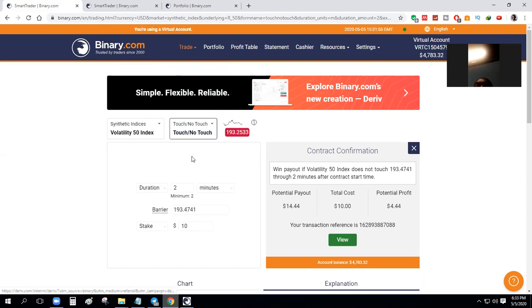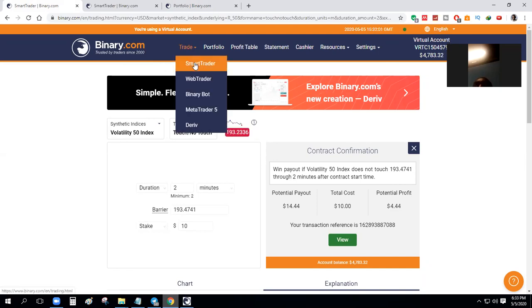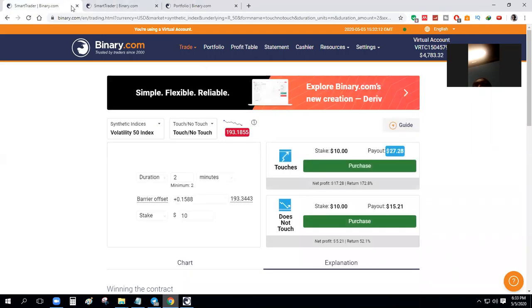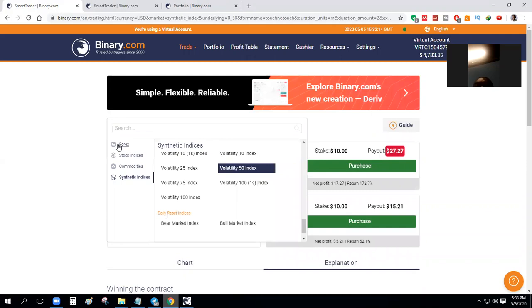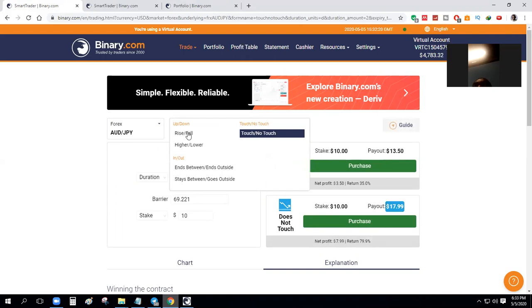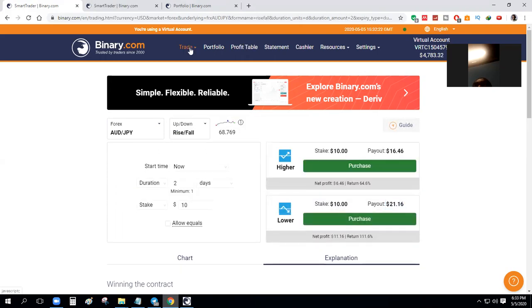When you log into your binary.com, you always have this trade menu. You always want to ensure that you go to Smart Trader. Smart Trader is where we place our trades from. When you click Smart Trader, by default, it will be on Forex, with the first pair like that, and by default it will be rise and fall. The pair is the AUDJPY, and the default trade is rise and fall.